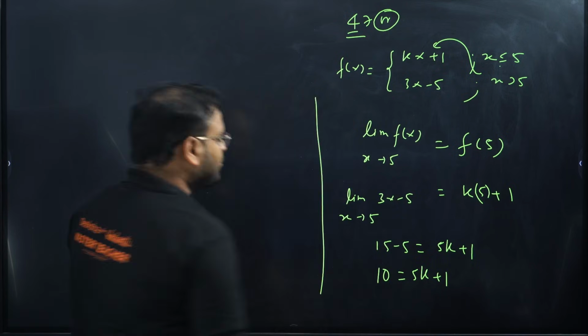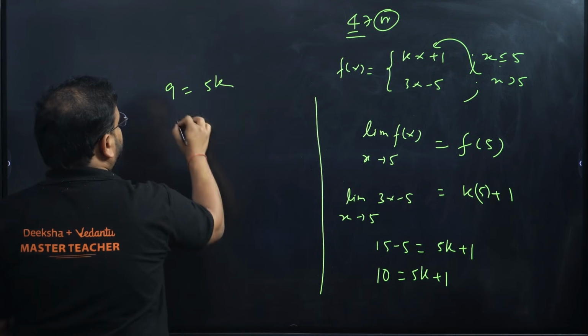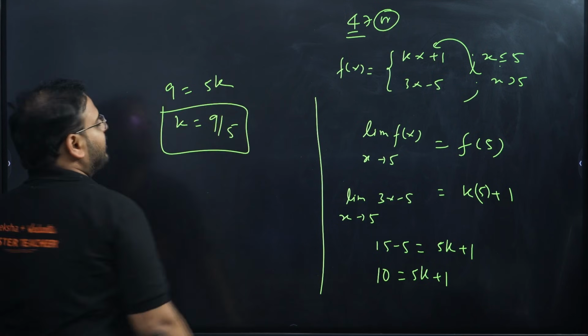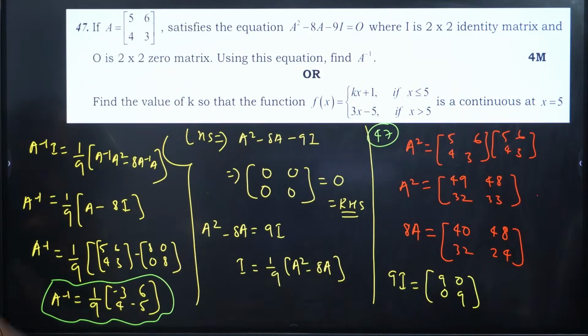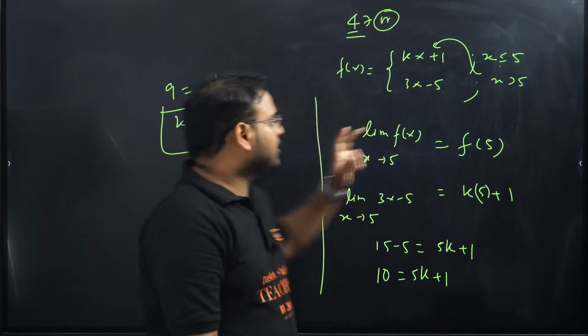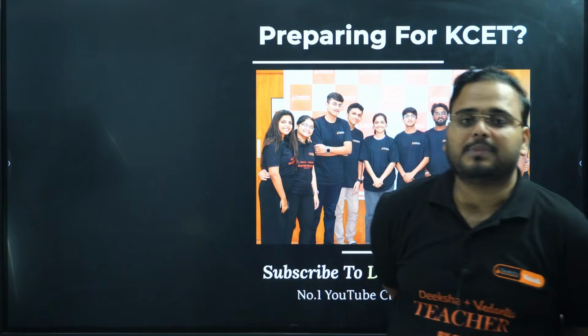So for the given function to be continuous, this is going to be 9 equals 5k. Value of k is 9 by 5. Have a look. So the first part of the 47th one, 4 marker, and the OR part is done over here. Okay. So now this is the end of model question paper number 1.